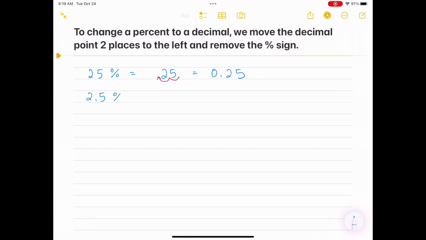2 and 5 tenths percent, or 2.5%, written as a decimal, we start with the number 2.5 and move that decimal point 2 places to the left, giving us 0.025, or 25 thousandths. 25 hundredths percent, or 0.25%, written as a decimal, you start with 0.25 and you bring the decimal point over to the left 2 places, giving us 0.0025, or 25 ten-thousandths.